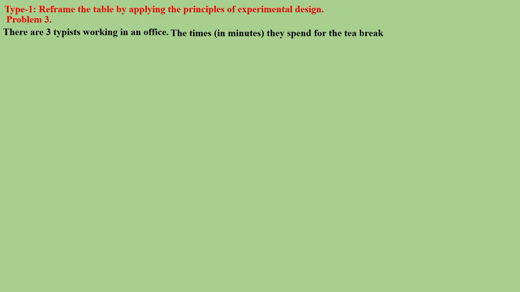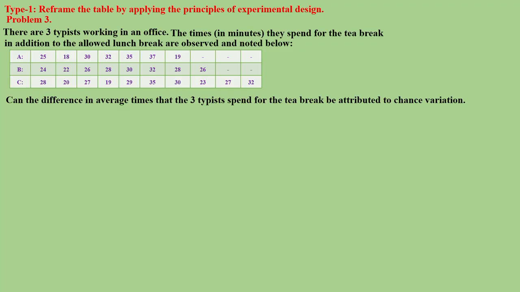Next problem, type 1, reframe the table, right? So there are three typists working in an office. The times given in minutes they spend for the tea break, in addition to the allowed lunch break, are observed and noted below. Can the difference in average times that the three typists spend for the tea break be attributed to chance variation?